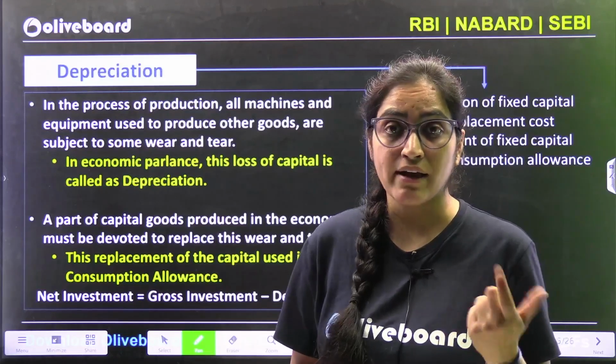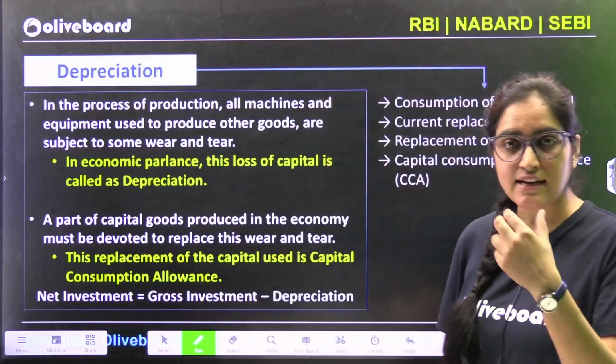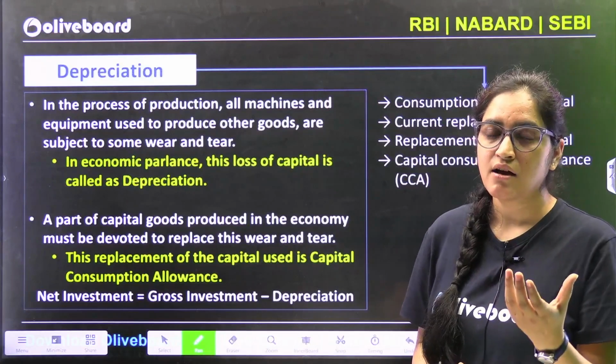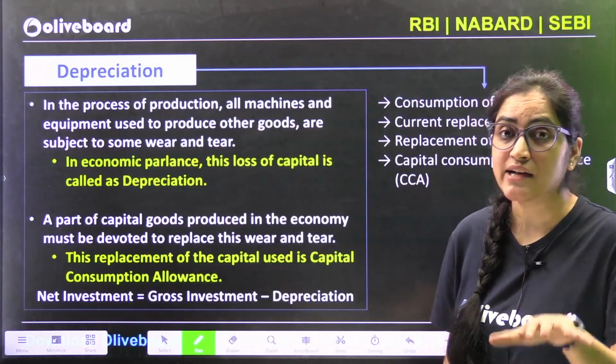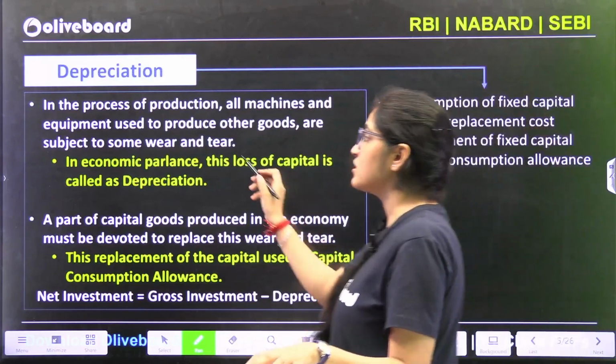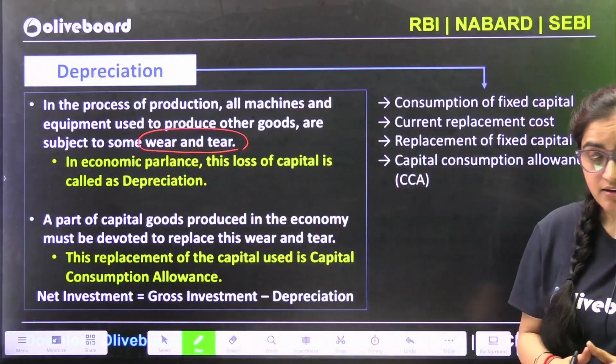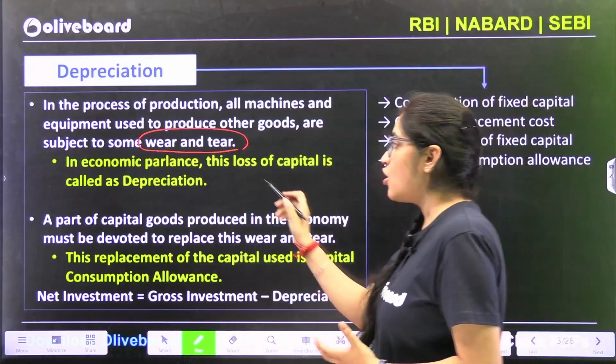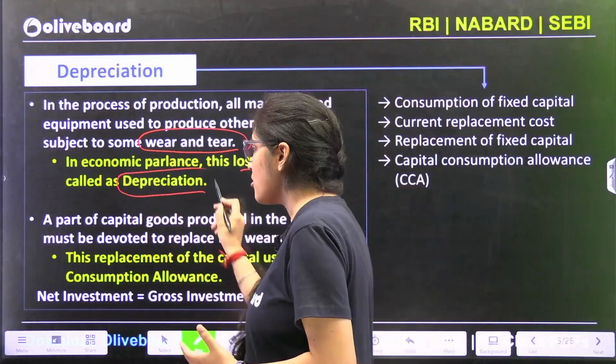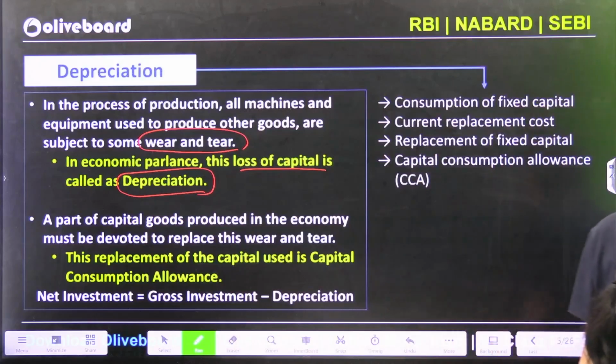No, certainly. Why? Because the fixed asset that I had in the form of car might have depreciated. That depreciation might be due to some wear and tear which was involved. Certainly, this is what you call loss of capital, or in economic parlance, it is known as depreciation.